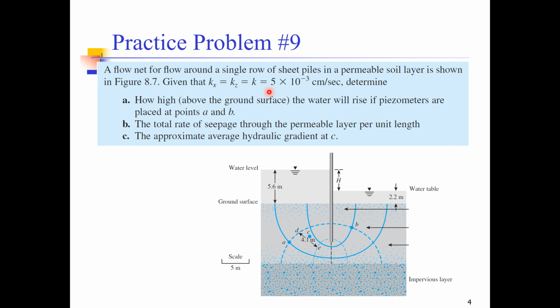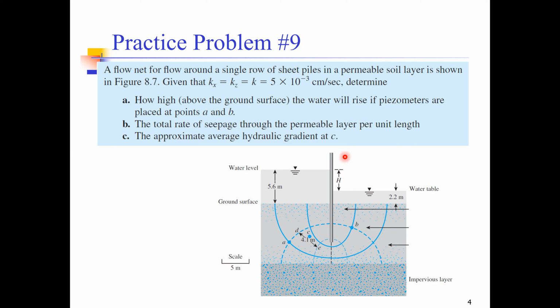Now part A asks: what will be the height of water above the groundwater level if piezometers are installed at point A and point B? If we install a piezometer at point A and another at point B, what will be the height of water in each of these piezometers? So what we want is to determine the piezometric head, or the head of water, at these points.